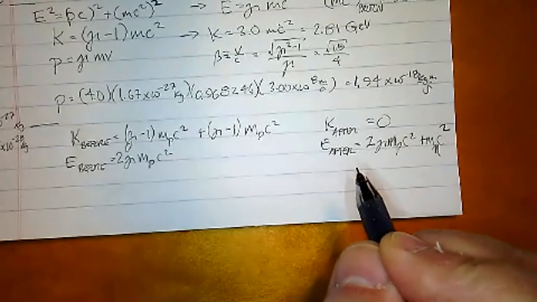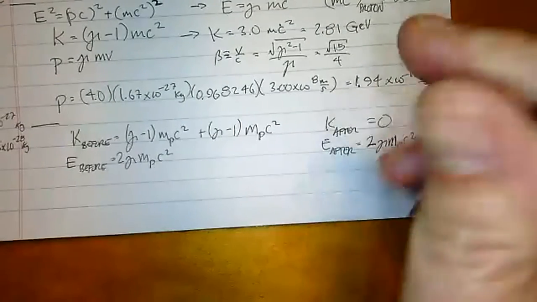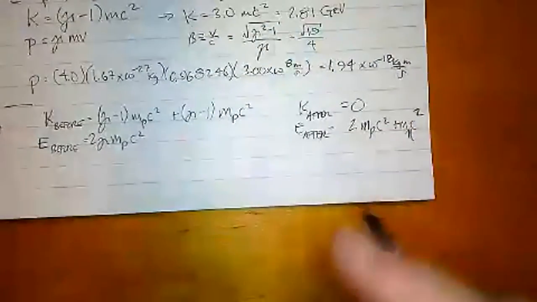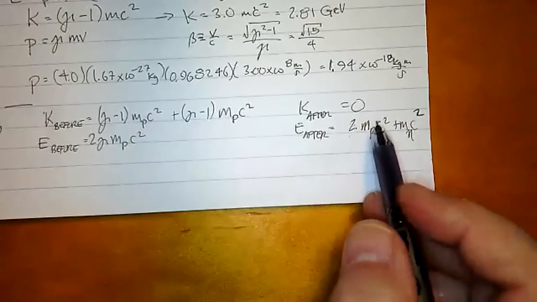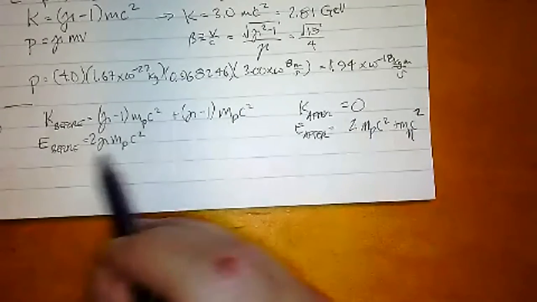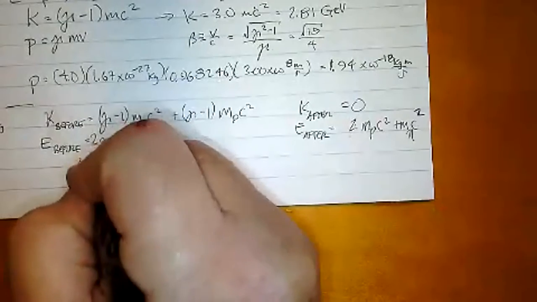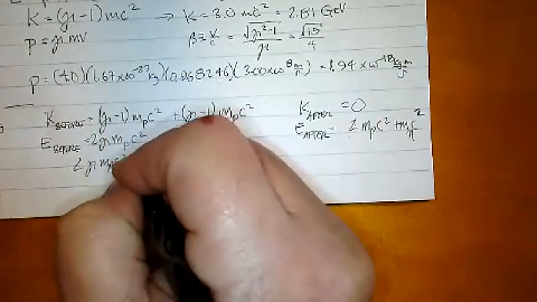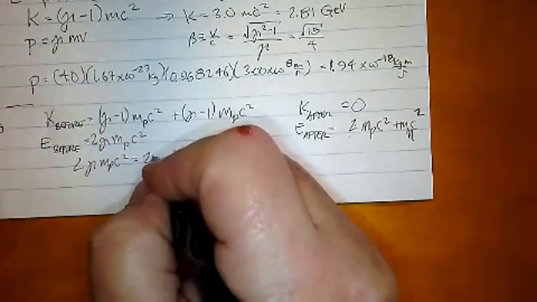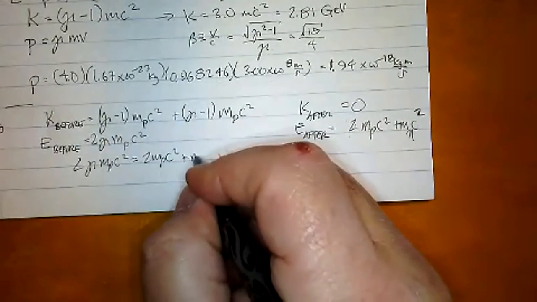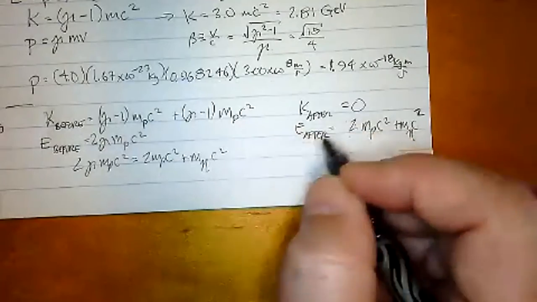In this case, it's just that because there's no gamma anymore, because none of them are moving, m_p c squared. So this and this are equal according to the conservation of energy. So I get 2 gamma m_p c squared is equal to 2 m_p c squared plus m_eta c squared.